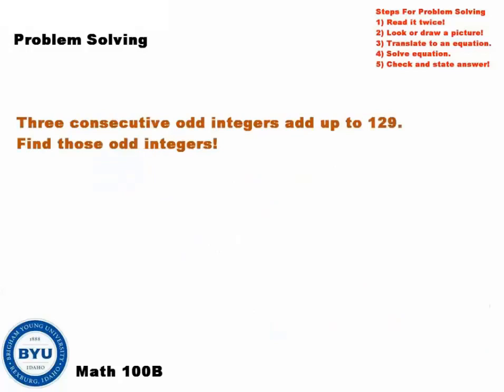So let's look at these next problems here, where we're dealing with odd integers. It says 3 consecutive odd integers add up to 129. Find those odd integers. So again, odd integers will be added on by 2. So if this was 7, to get to my next odd integer, I add 2. To get to my next odd integer after that, I'd add 2 more. And so this will be the setup here.